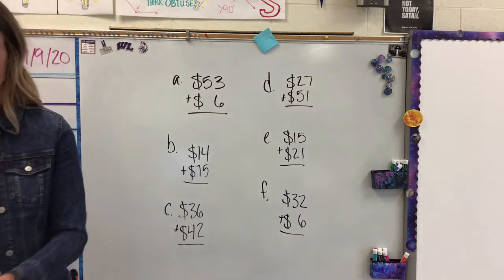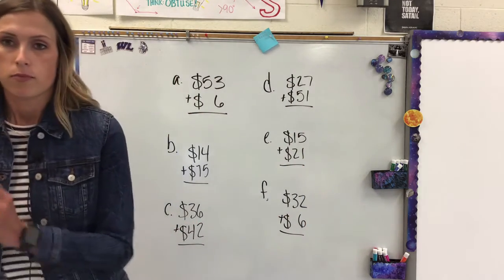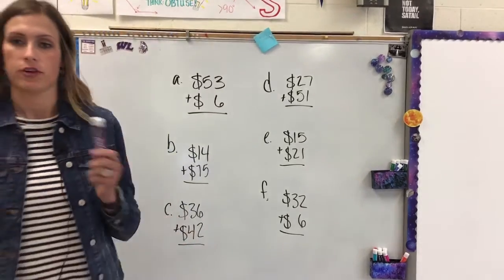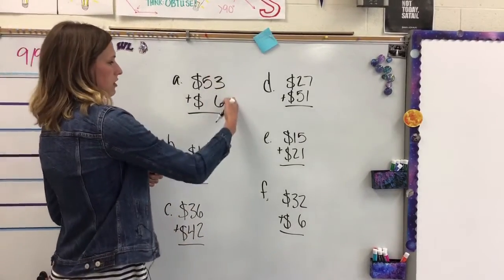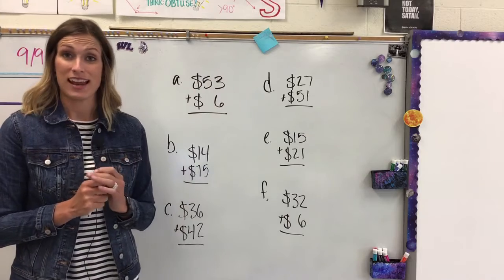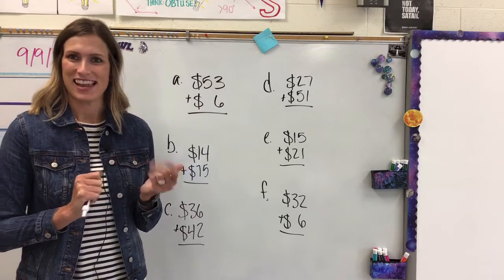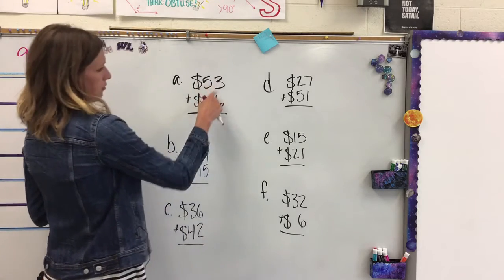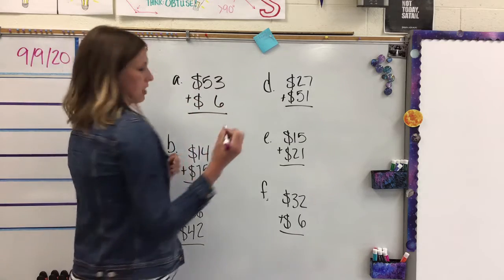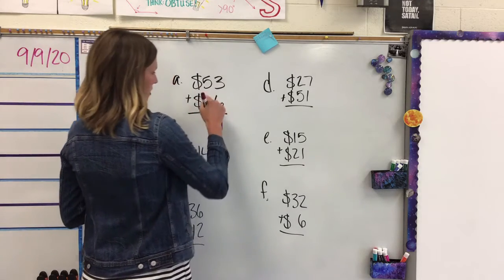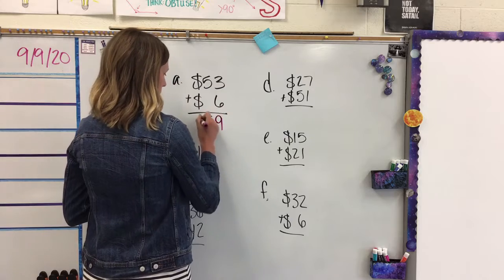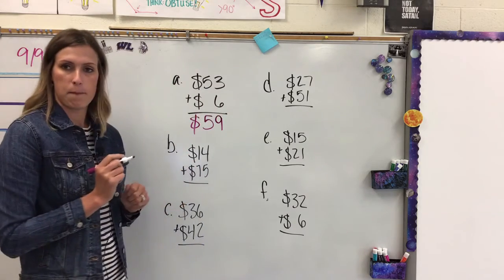All right, let's get rocking and rolling on our problems. Remember, we're going to start with that ones column first, and then we'll go to our tens column. We can't forget any dollar signs on any of these problems. A, 3 plus 6 is 9. 5 plus 0 is 5. Don't forget your dollar sign.